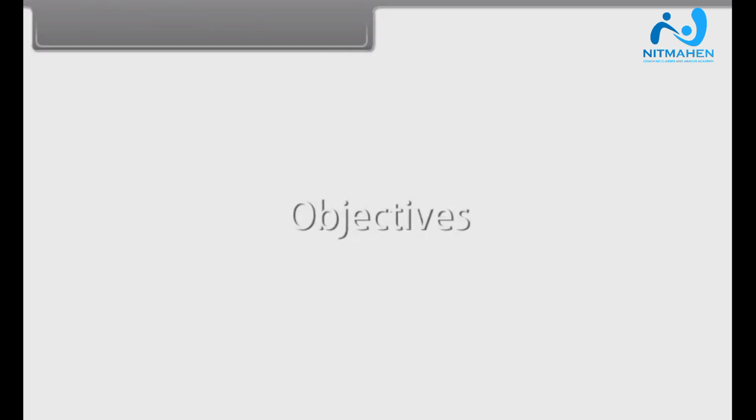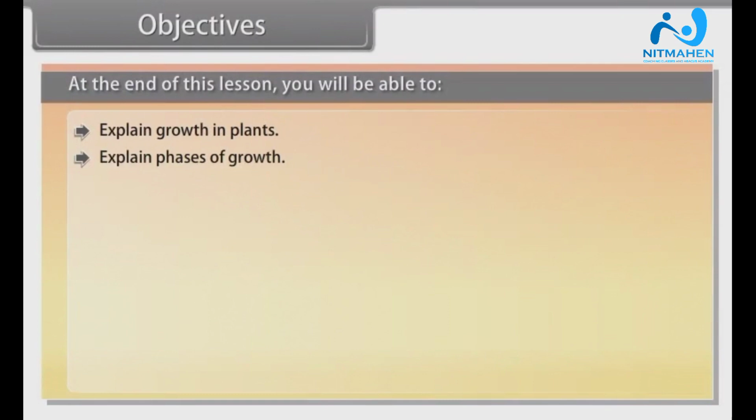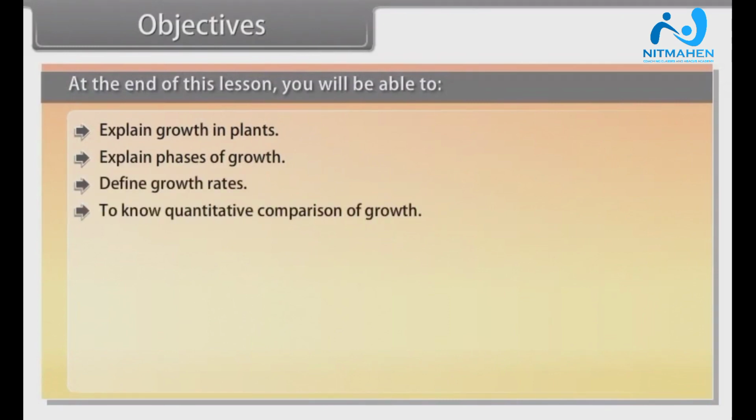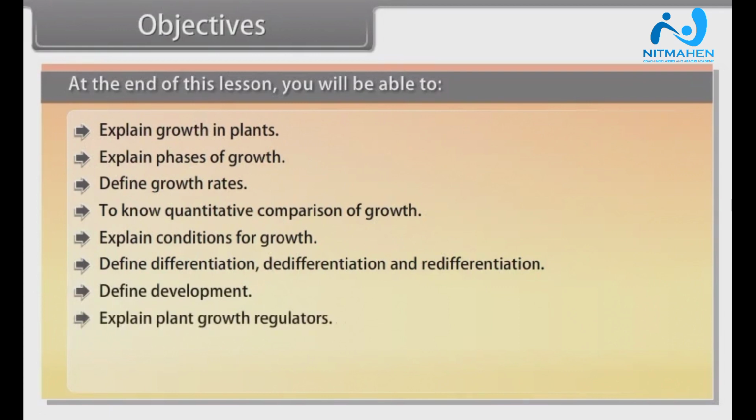Objectives. At the end of this lesson, you will be able to explain growth in plants, explain phases of growth, define growth rates, to know quantitative comparison of growth, explain conditions for growth, define differentiation, dedifferentiation, and redifferentiation, define development, explain plant growth regulators, describe photoperiodism, describe vernalization.